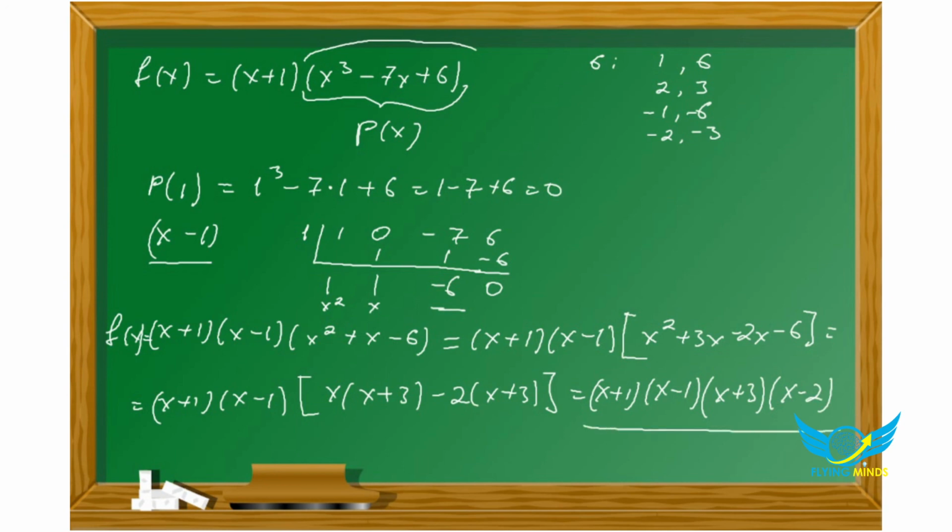Here are 4 factors, and it's supposed to be equal to 0. That's it. We're done.